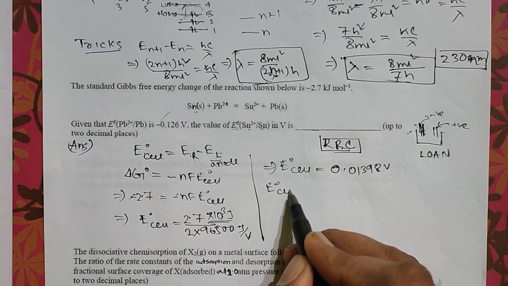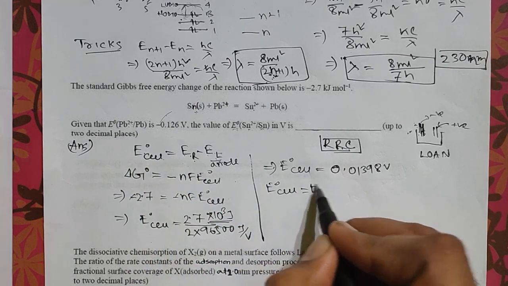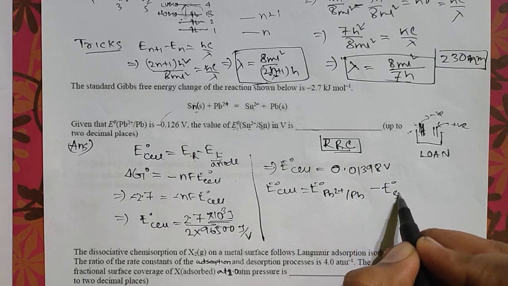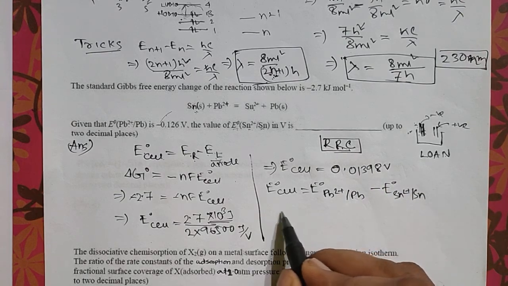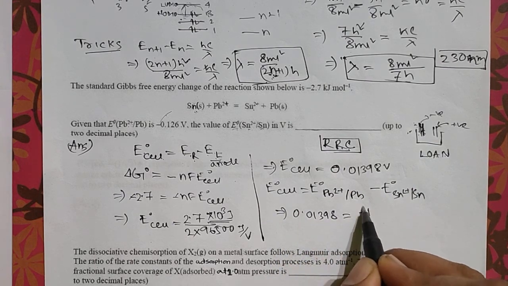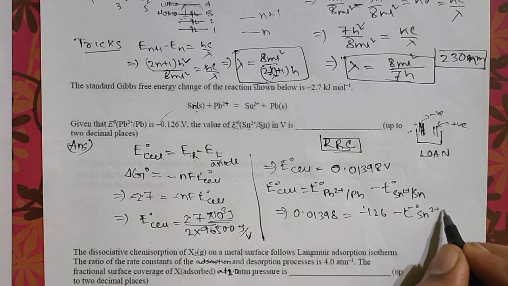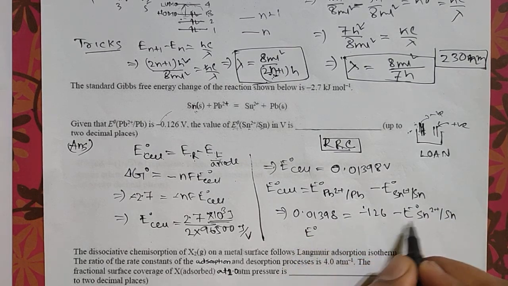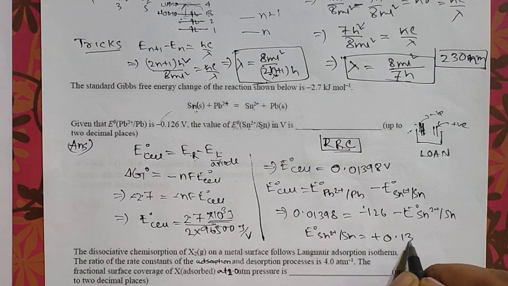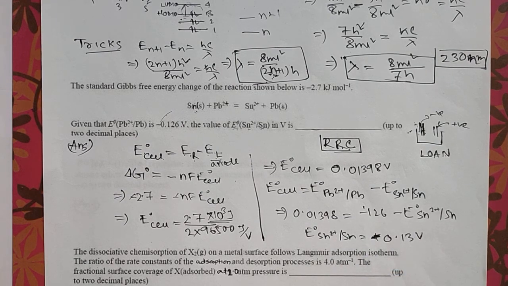So E naught cell equals E naught Pb2+/Pb minus E naught Sn2+/Sn. Just put the values: 0.01398 equals minus 0.126 minus E naught Sn2+/Sn. So E naught of Sn2+/Sn equals plus 0.13 volt. Sorry, this will be negative. So this is the answer. In this way you can solve this problem.